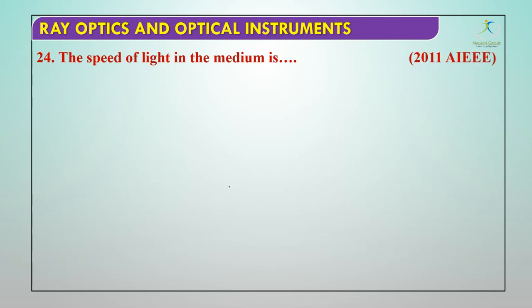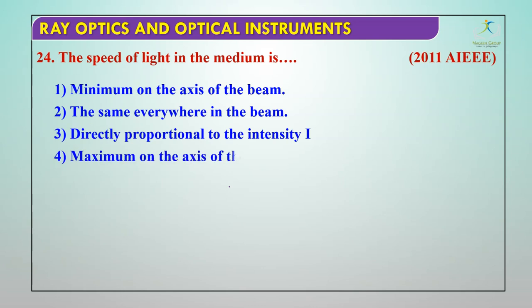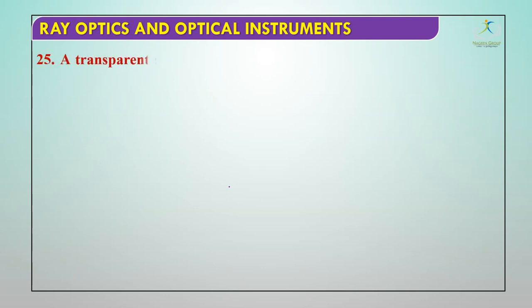Next question we have: the speed of light in the medium is minimum on the axis of the beam, the same everywhere in the beam, directly proportional to the intensity I, maximum on the axis of the beam. Solution we have: these are conceptual questions, so the direct answer will be minimum on the axis of the beam.